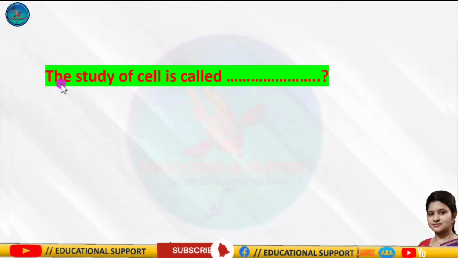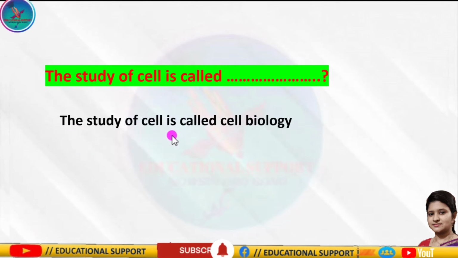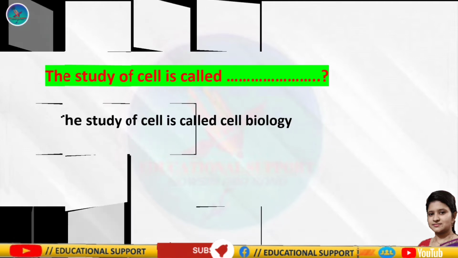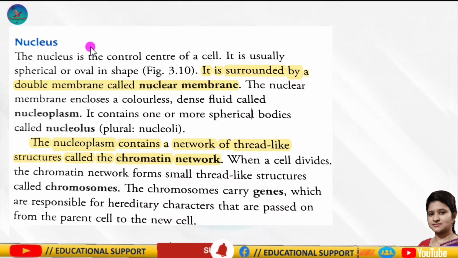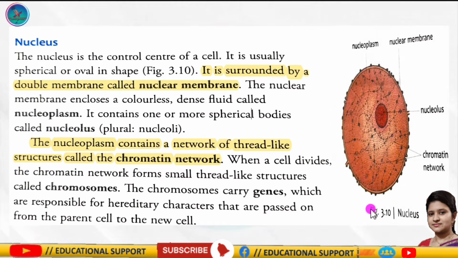I was asked what the study of cell is called. The answer is, the study of cell is called cell biology. Okay, so first is the nucleus. The nucleus is the control center of a cell. It is usually spherical or oval in shape. You can see in figure 3.10, it is spherical or oval in shape.